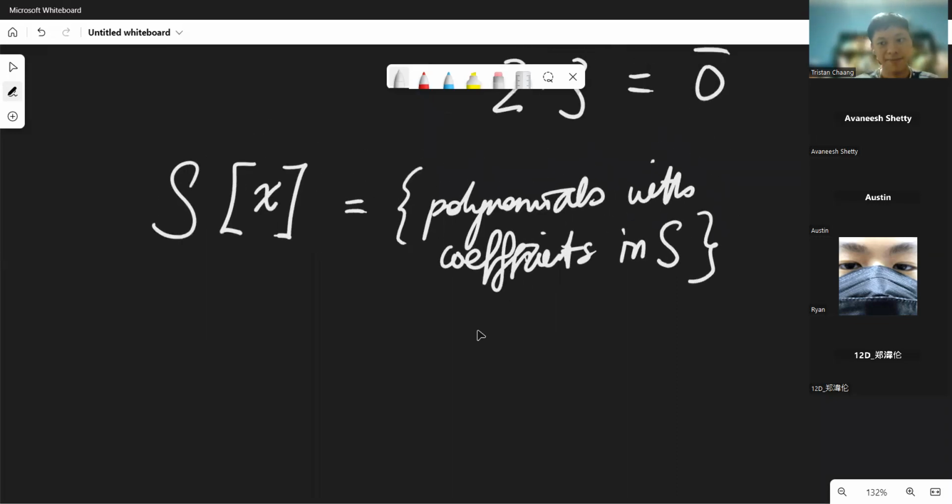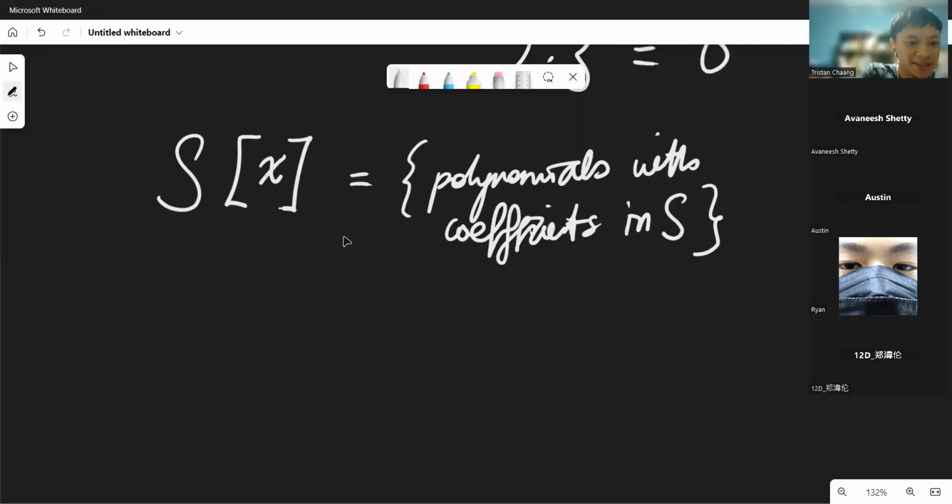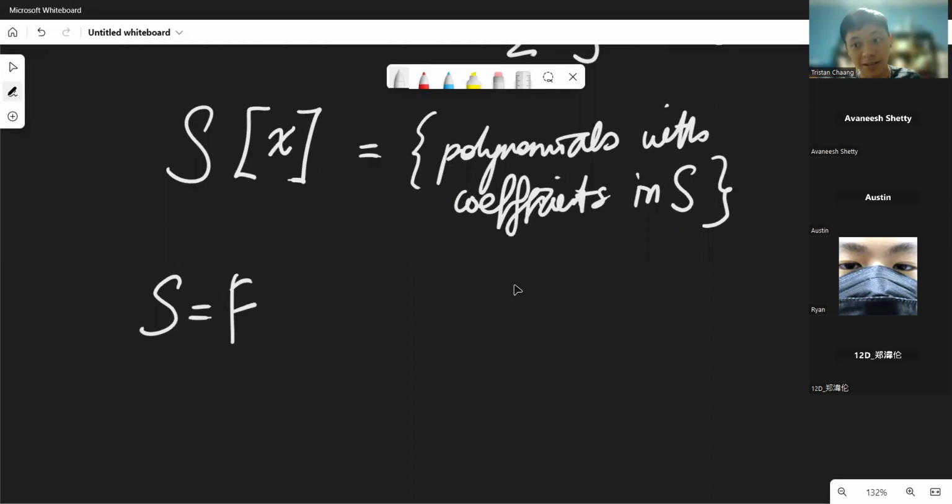Okay. Now, if S is a field, so let's say S is F, is a field, an arbitrary field, not necessarily the integers mod P, not necessarily the real numbers, not necessarily the complex numbers, just an arbitrary field, any field that satisfies the 7 properties above.